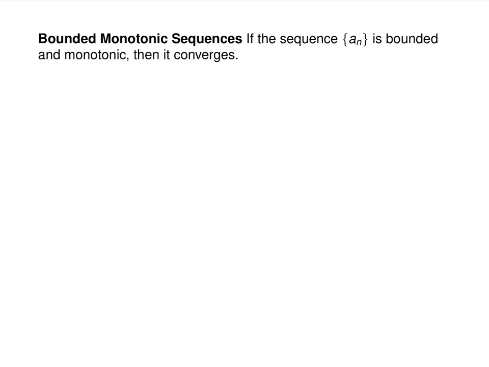And relating those two definitions together is the theorem for bounded monotonic sequences. If you have a sequence a sub n and it's both bounded and monotonic, then it has to converge. So for example, suppose you have some sequence that's bounded above and it's monotonic, so the terms are either increasing or they stay the same. Eventually, that has to converge to something. That's what this says.